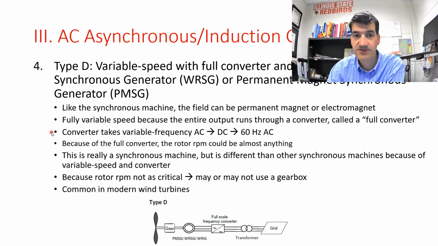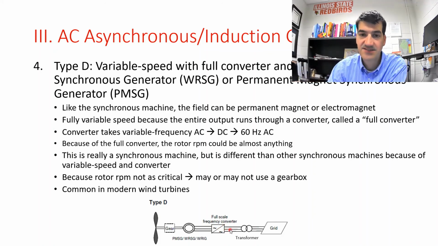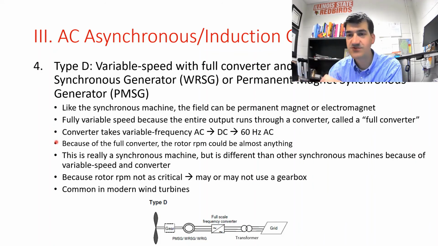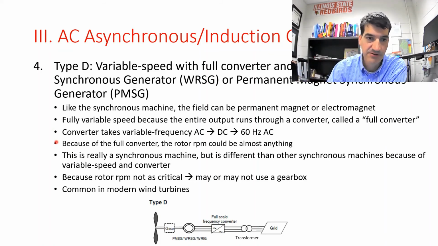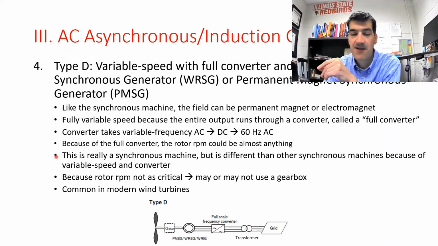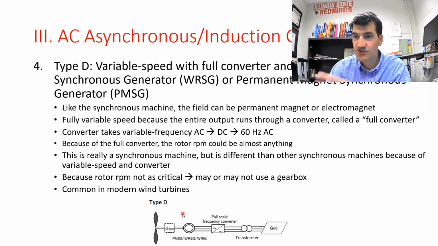We said this, the converter takes that variable frequency AC from here, and then it rectifies it into DC internally in the converter, and then it inverts again into AC that we can put on the electric grid. Said this already, the input rotor RPM could be pretty much anything, which is really nice for, say, a wind turbine or hydroelectric, or maybe some other types of generators as well. Because this is really a synchronous machine, that is to say there is a direct correlation between the input RPM here and the output frequency here.